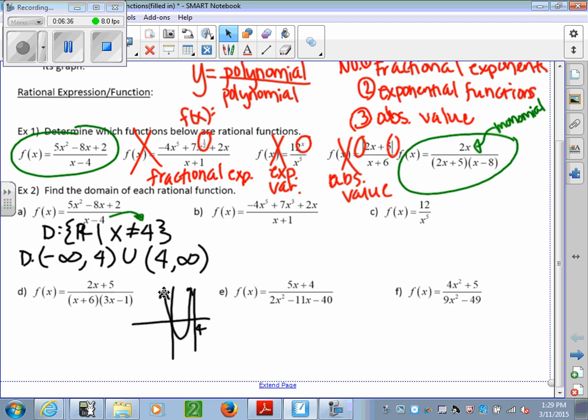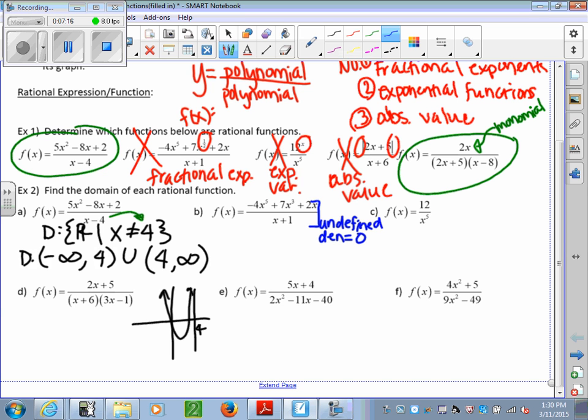Now let's talk about how we find it when we're not looking at the calculator. So when we're doing this by hand, I can take my denominator, and the domain is all real numbers except where this function is undefined. You know a function is undefined where its denominator equals 0. So it's undefined where its denominator equals 0.